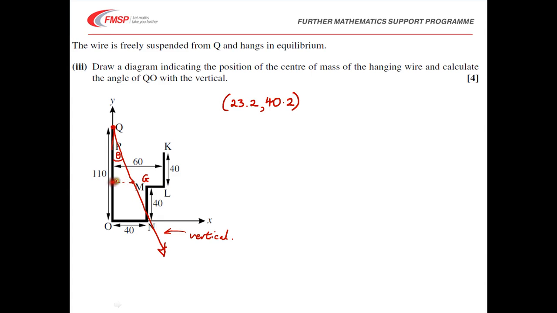And we can look at this little right angled triangle here. So we can say tan of theta in this case is going to be that horizontal distance, which we know is 23.2, over this vertical distance here, which is going to be 110 minus 40.2. And popping that into your calculator gives you theta is 18.4 degrees to 3SF.